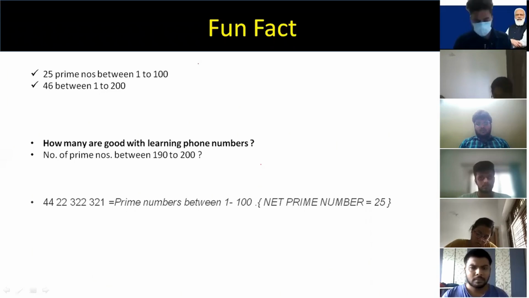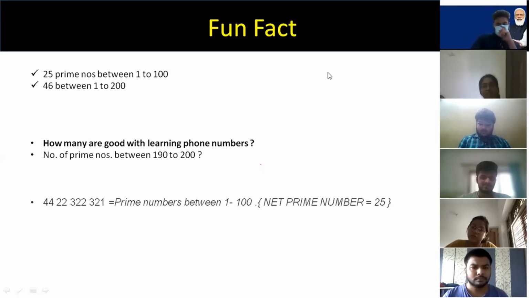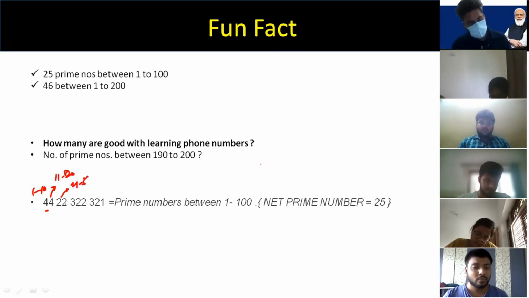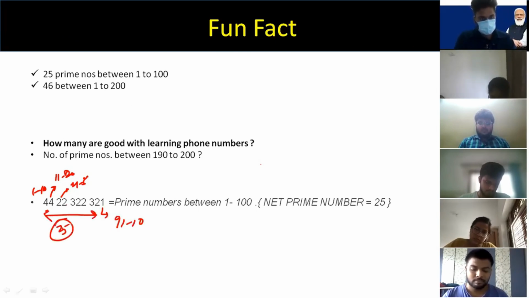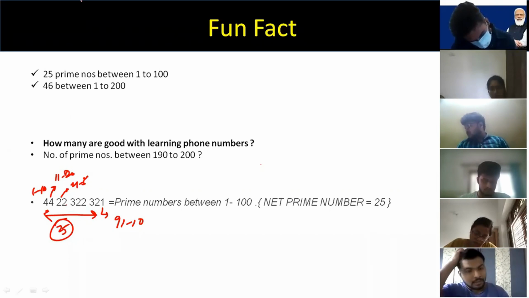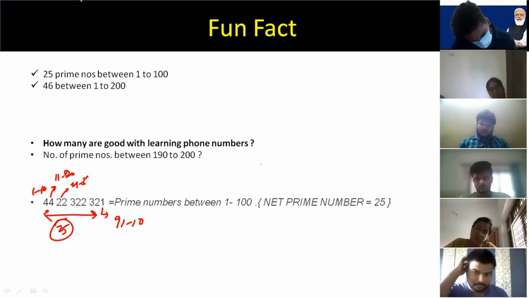It's the phone number of, say, your favorite person. Will everyone remember it? Now, what is it? It basically says that the starting 4 is the number of prime numbers between 1 to 10. The second 4 is the number of prime numbers between 11 to 20. This is 21 to 30, and so on and so forth. And the last is 91 to 100. So if you sum it up, you should get 25. Next time someone asks you, all you have to do is remember this number in your mind: 4422 322 321. Every digit represents the number of prime numbers in an interval of 10.